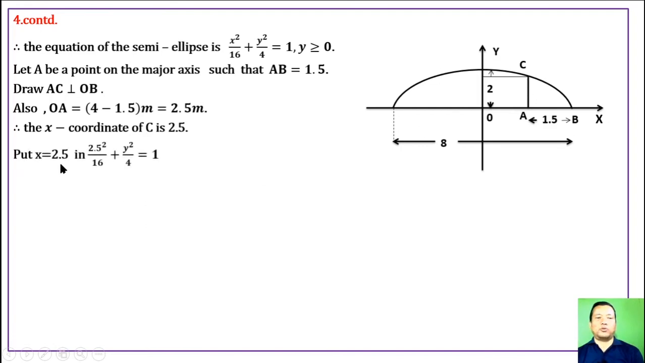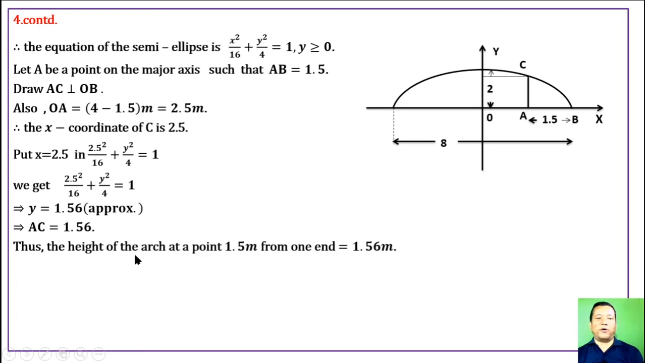Put x equal to 2.5 in the above equation. We get 2.5 squared by 16 plus y squared by 4 equal to 1. Solving, we get this, from which we get y equal to 1.56 approximately. Therefore, AC is 1.56. Thus, the height of the arch at a point 1.5 meter from one end is 1.56 meter.